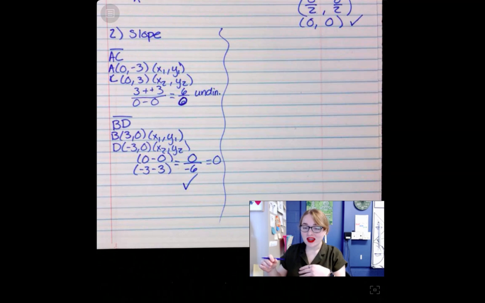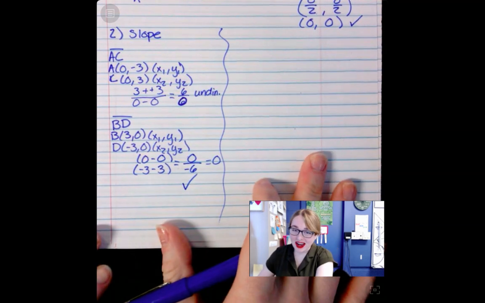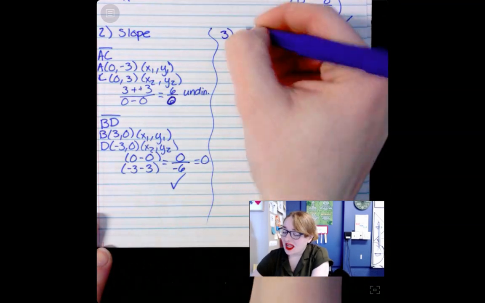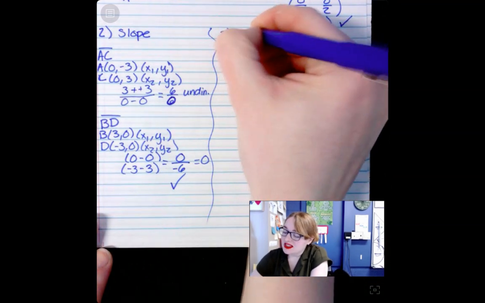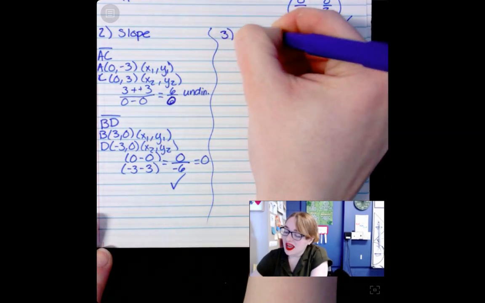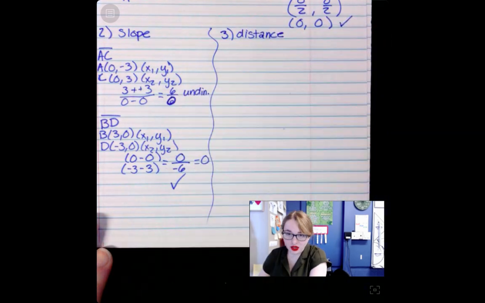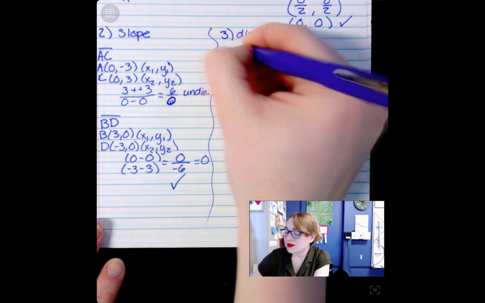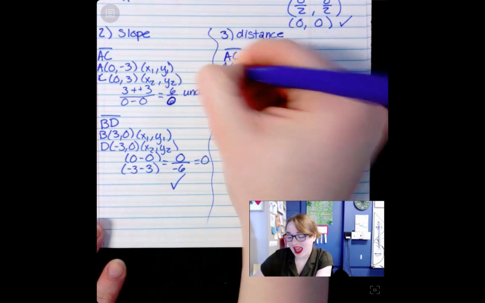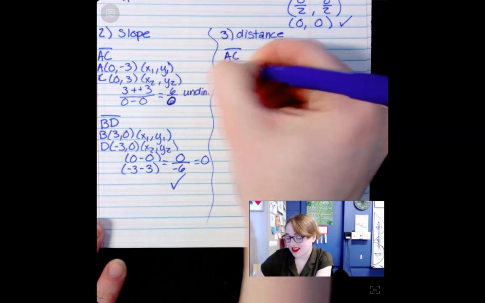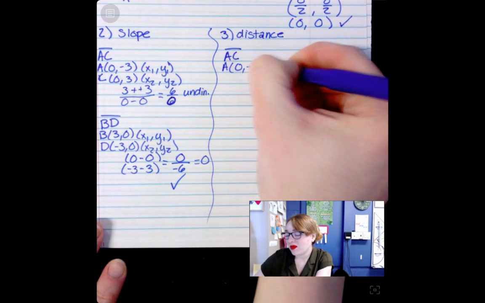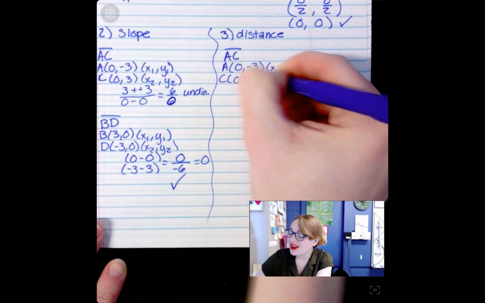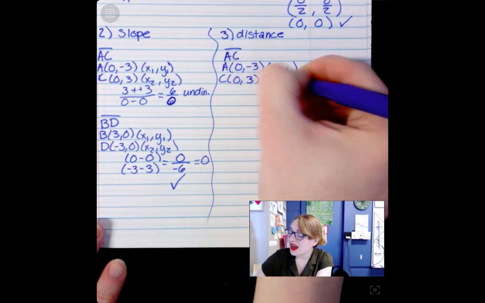But since we are trying to prove that it's a square, we have to do one final piece, okay? And that final piece, our third step, is to check the distance to make sure that the diagonals are equidistant, that they are congruent. Okay, so we're going to go ahead and check the distance between A and C first. A is still at (0, -3), which is going to be my x1, y1. And C is at (0, 3), which is going to be my x2, y2.